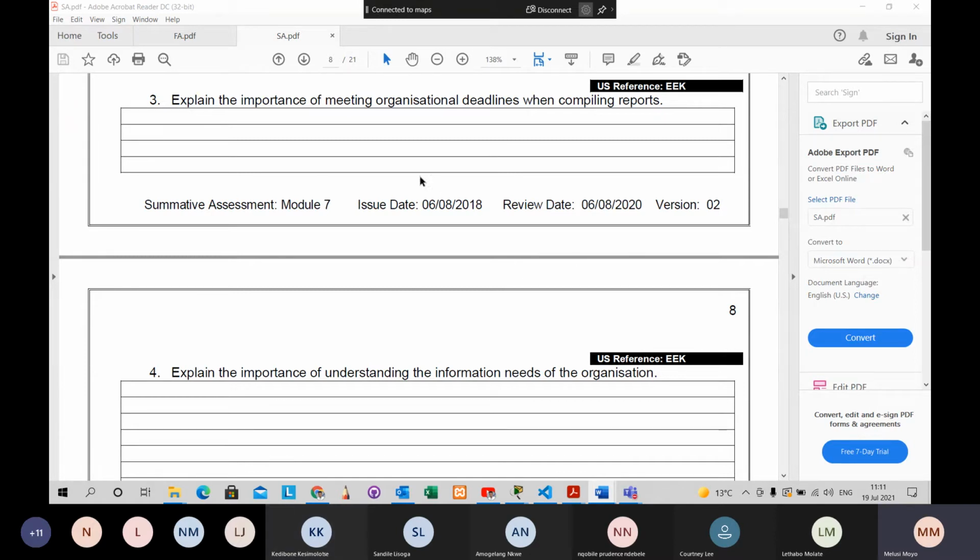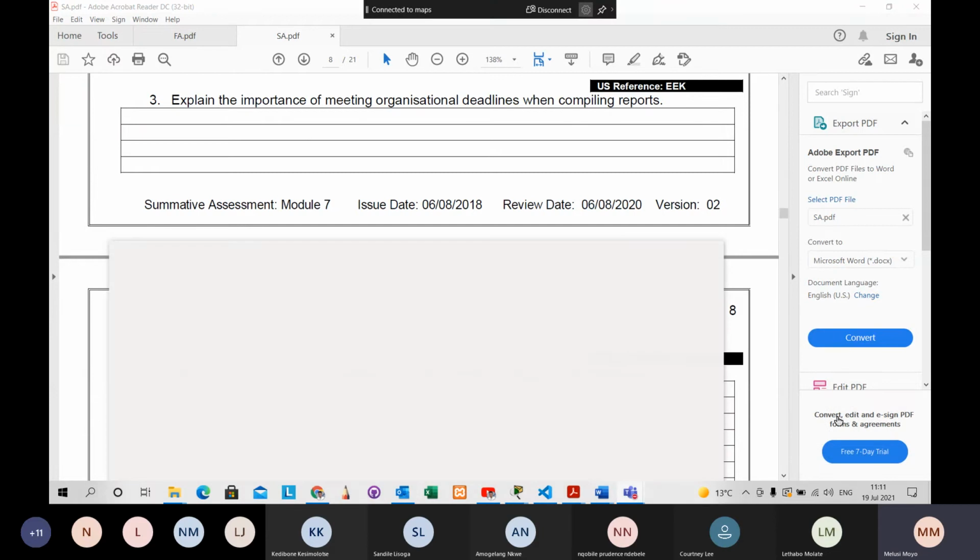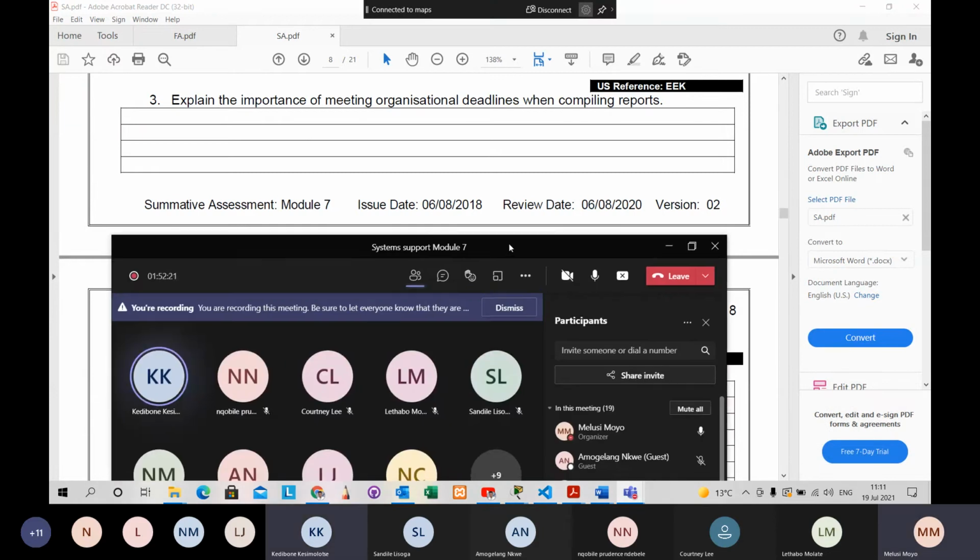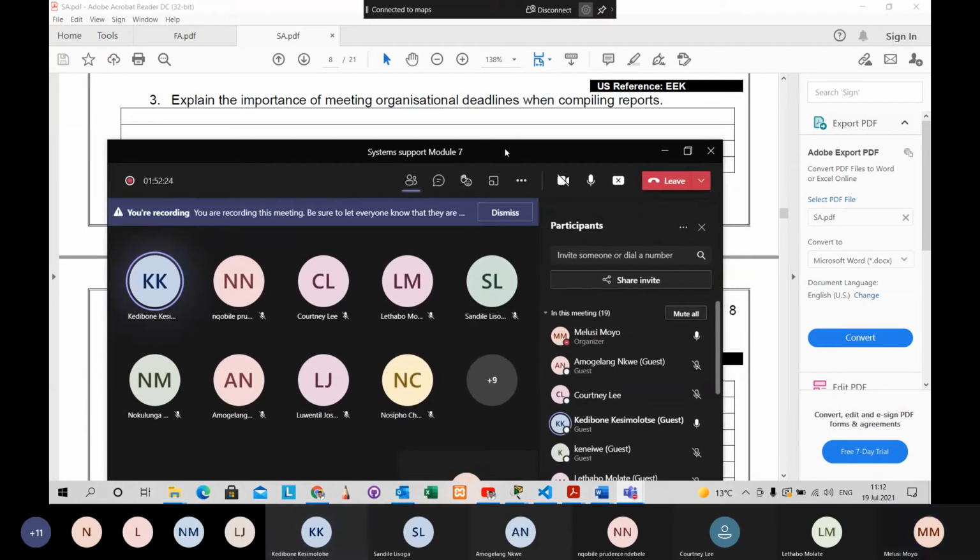Question number 3: explain the importance of meeting organizational deadlines when compiling reports. I think we have also answered this question before on the formative, right? Anyone wants to answer number 3? I think we had a similar question on the formative side. Kidibone, you want to answer this one?